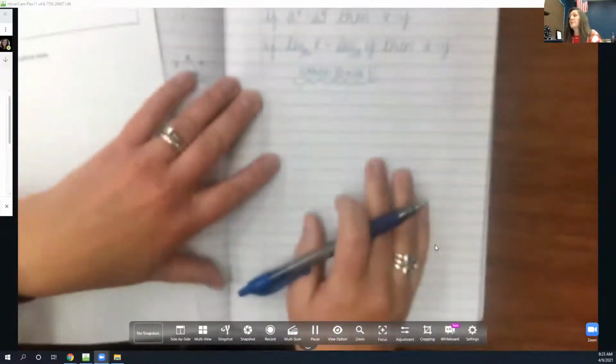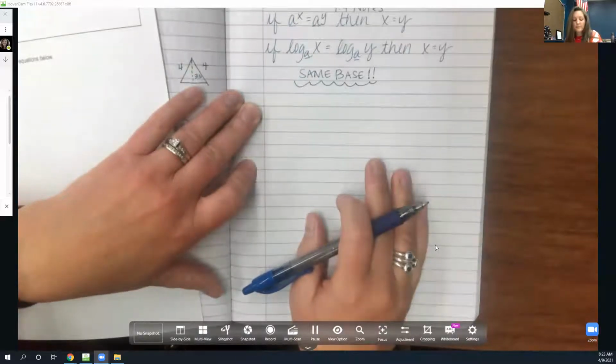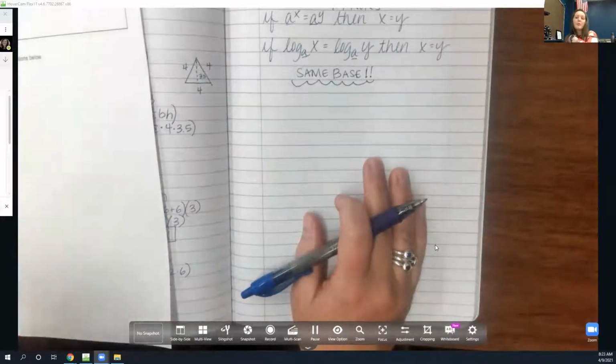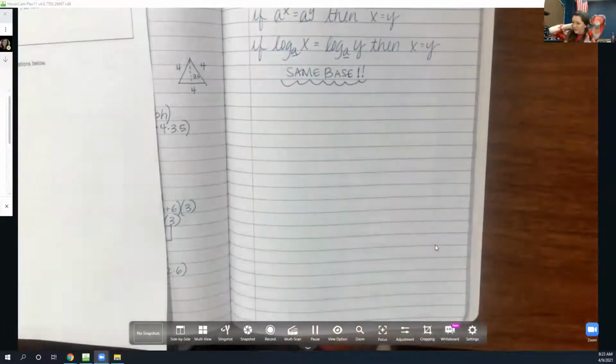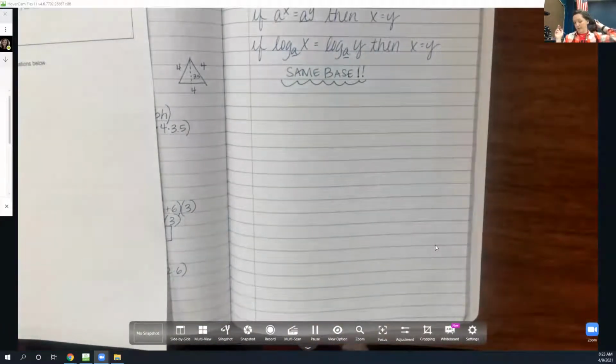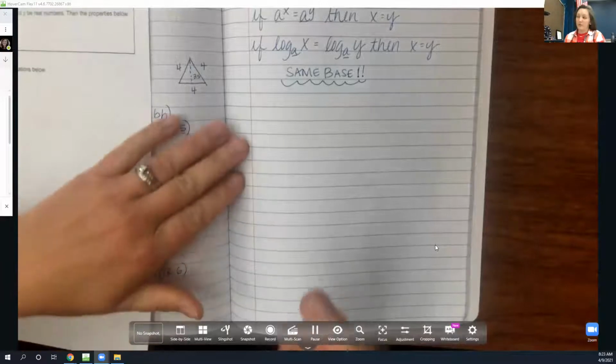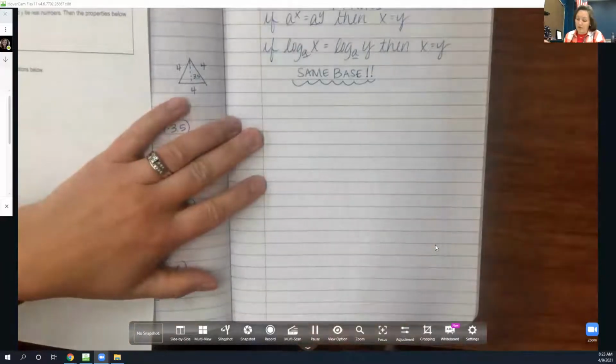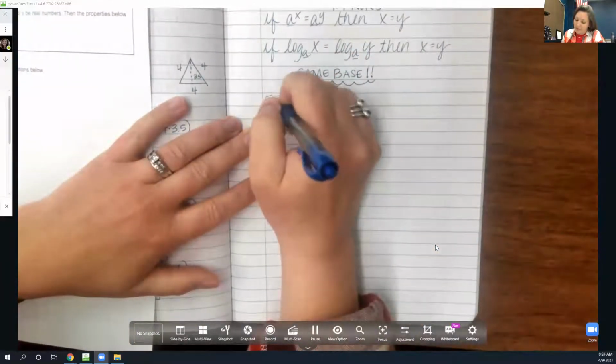Let's look at some examples here. We're going to start using those properties of logs that we learned about. And don't worry, we're going to spend a couple of days on this. So if it's super confusing now, that's okay. We're going to continue with it. Here's example 1.